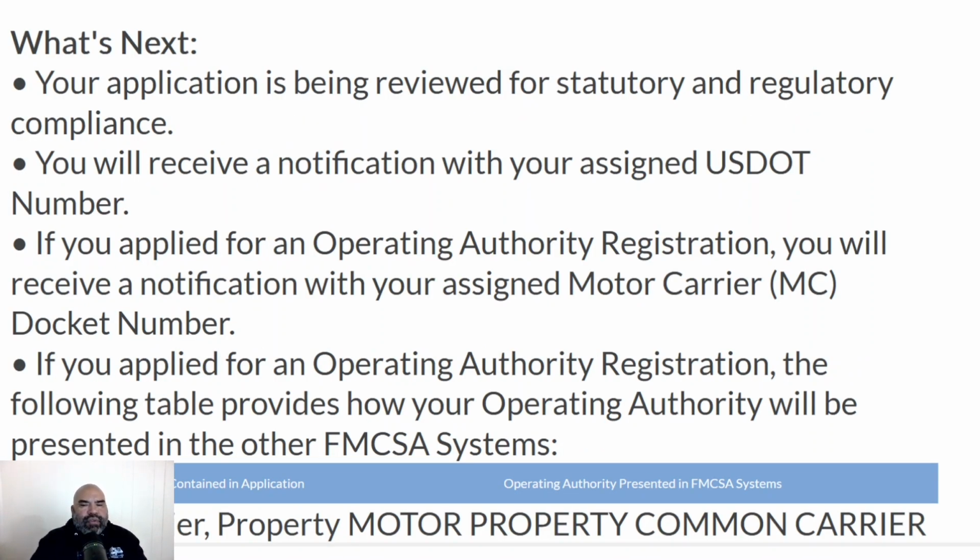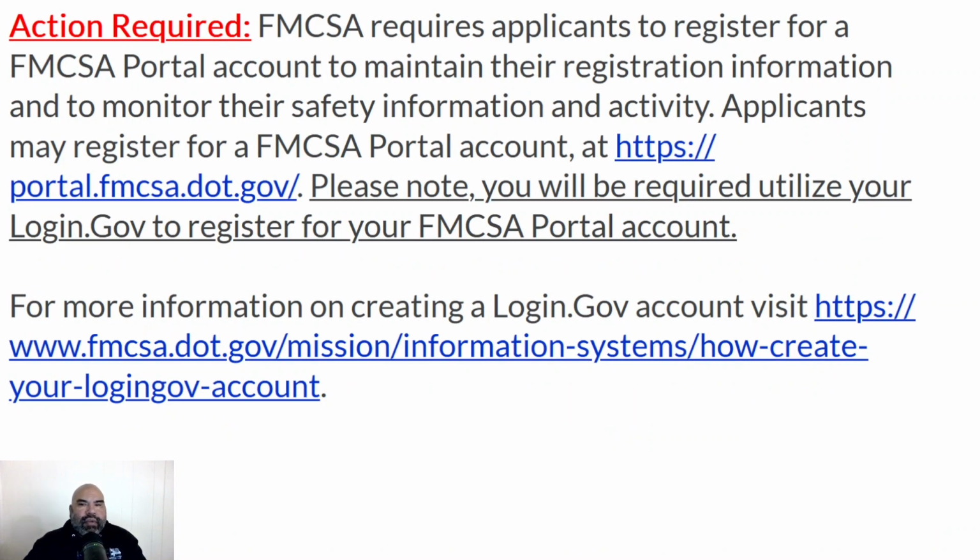If you applied for operating authority, you'll receive a notification with your assigned motor carrier docket number. And remember that you're not going to get it until you have on file with FMCSA Form E from your insurance agent, it's not going to be active. Now you'll have your USDOT number, but you just won't have your MC number active.